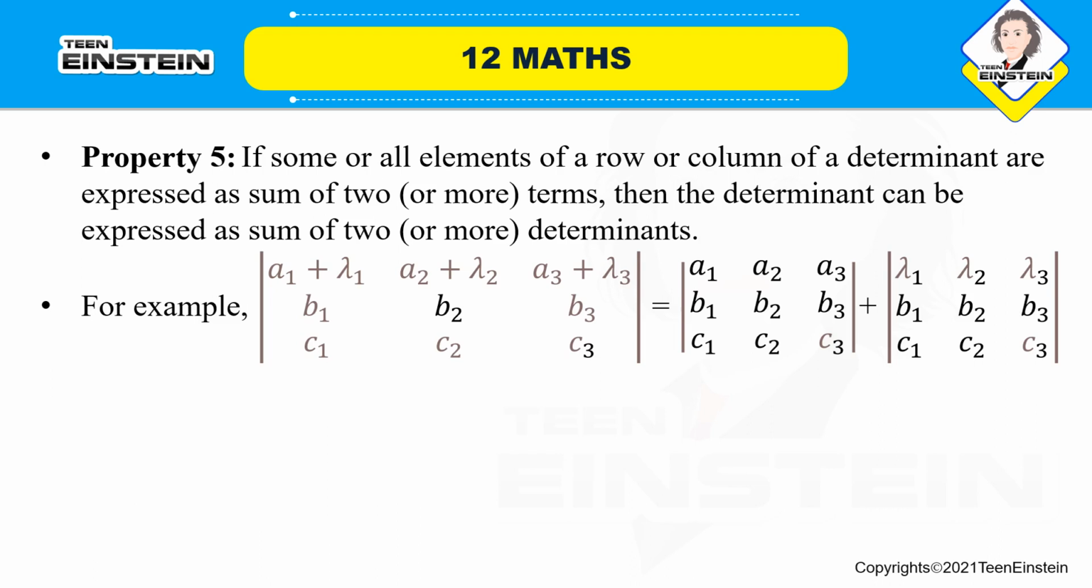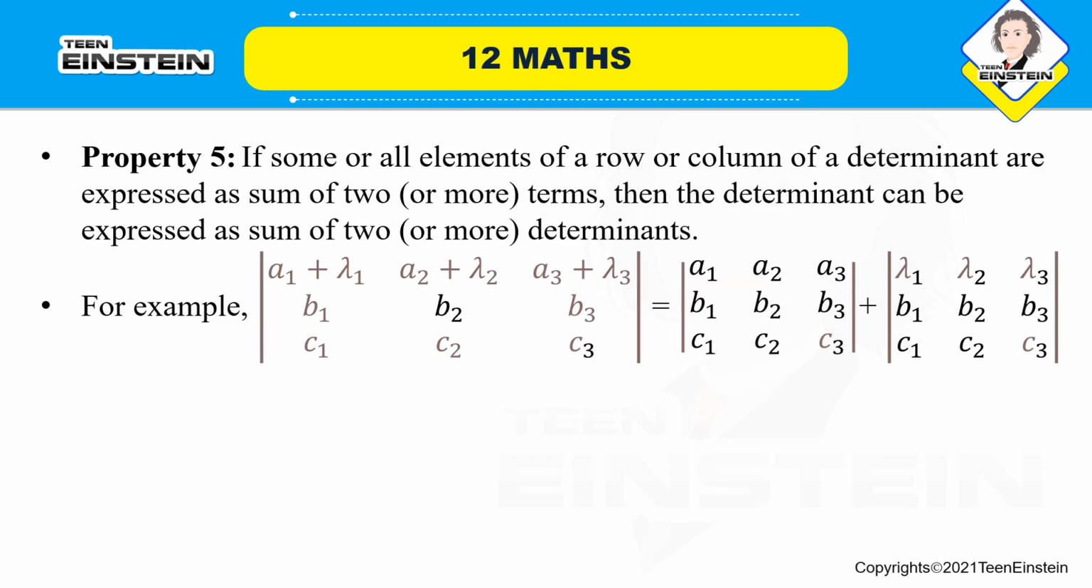What is property 5? If some or all elements of a row or column of a determinant, some of the elements or all the elements of any row or any column, are expressed as a sum of two or more terms, then the determinant also can be expressed as a sum of two or more determinants.